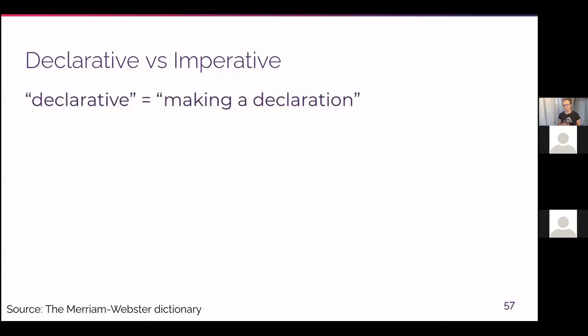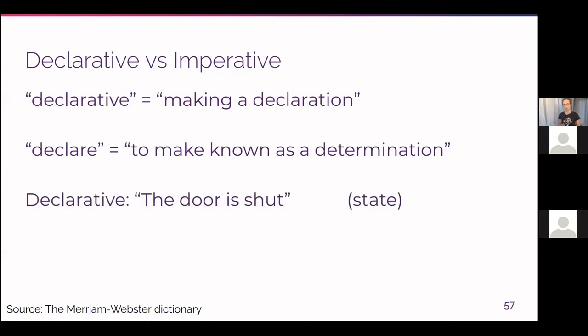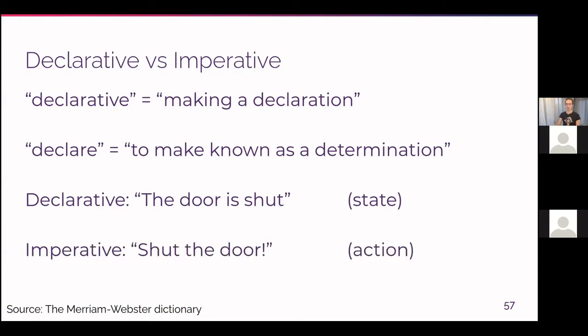So yeah, then we get to the concept of declarative versus imperative. Declarative means making a declaration. Declare means to make known as a determination. So like give an end state. And what is an example of giving an end state in a language? It's "the door is shut." That is some end state, specifically saying how something is.